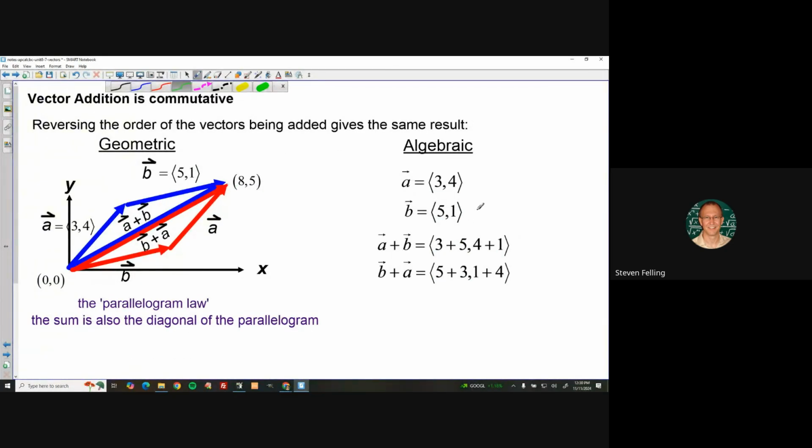Vector addition is commutative. It doesn't matter if you start with A and put B onto the end, or start with B and put A onto the end, you're going to get to the same spot. So A plus B is the same as B plus A. Sometimes this is called the parallelogram law, because you can also take the A vector and the B vector, have them start from the same initial point, and form a parallelogram. The diagonal of that parallelogram is the sum of the two geometrically. And of course, it doesn't matter what order I add these in, I'm going to get the same number 8. So the commutative law applies to vector addition.